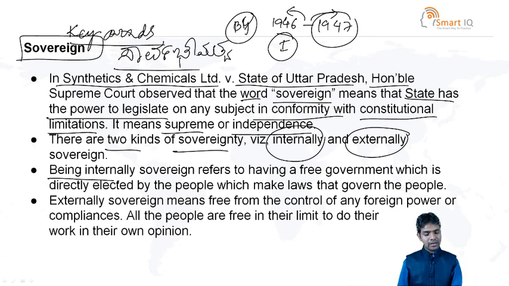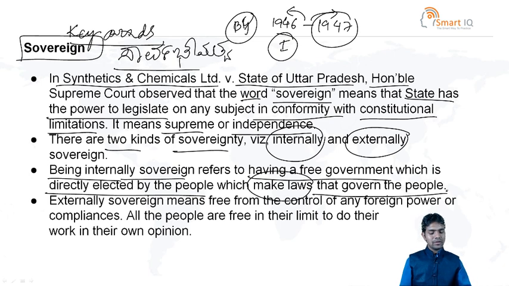So what is meant by internal sovereignty? Being internally sovereign refers to having a free government which is directly elected by the people, which makes laws that govern the people. There are no restrictions. For example, it can make a new state or change a state. That is the internal sovereignty.